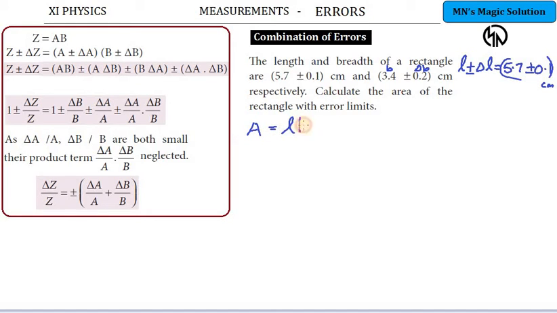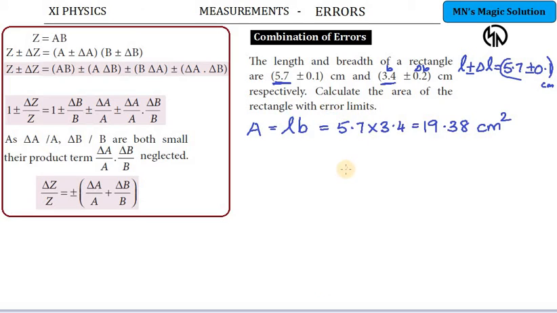So first the normal calculation of area. It is length into breadth. The length value is 5.7 and breadth is 3.4. Multiplying 5.7 with 3.4, I get the answer as 19.38. The units are given in centimeters, so the area should be mentioned in centimeters squared. Now we have to calculate the relative errors, because they have asked for the actual value of the area of the rectangle with the error limit, which you now have to calculate and write.